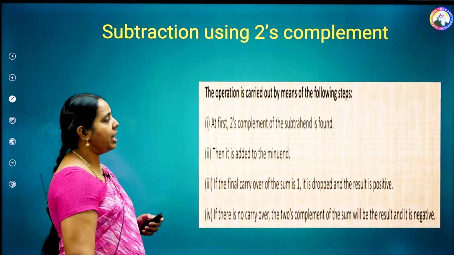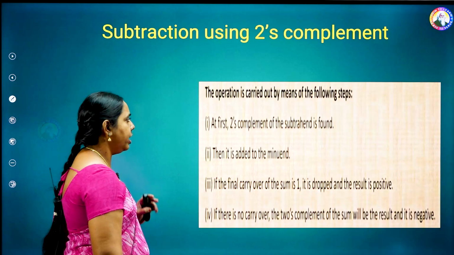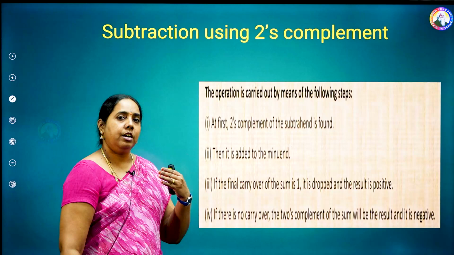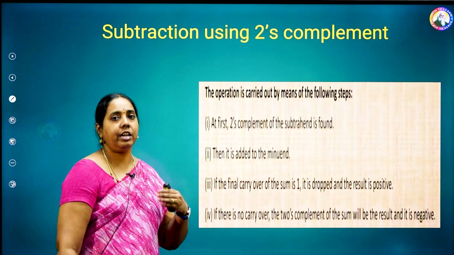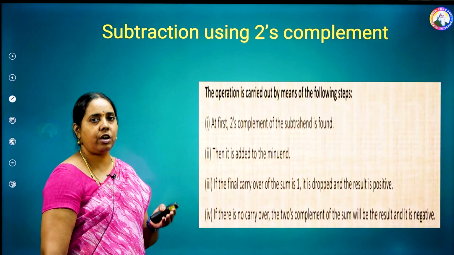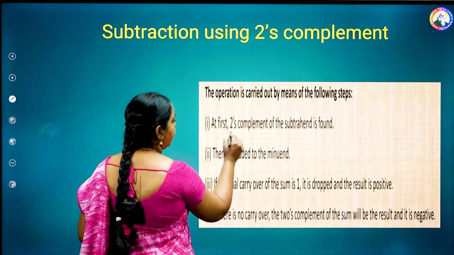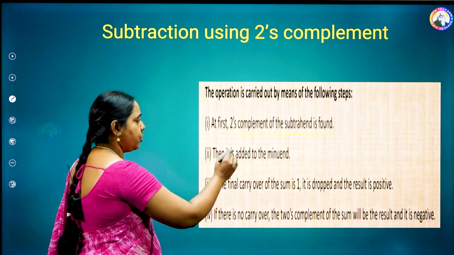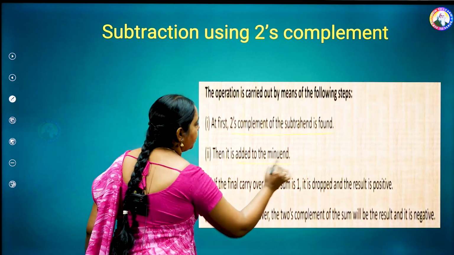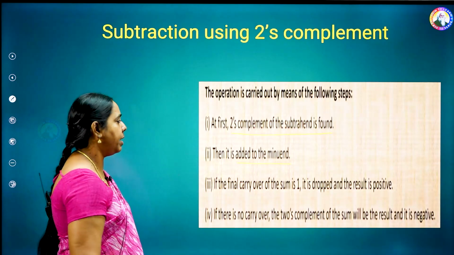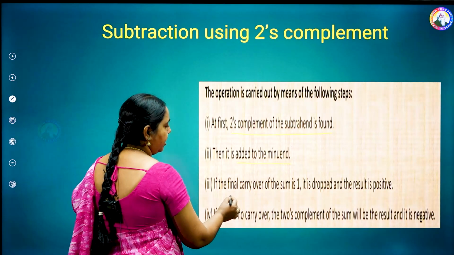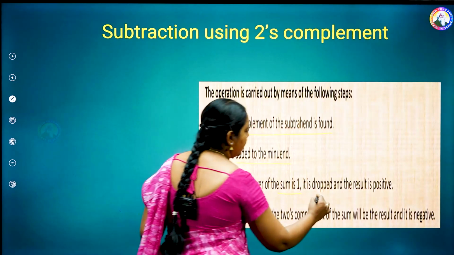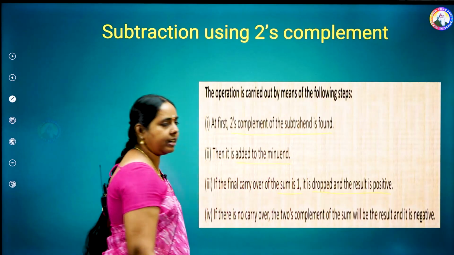Let us see subtraction using 2's complement. So here also the procedure is the same. Instead of 1's complement, here I will take the 2's complement of the subtrahend. After taking the 2's complement of the subtrahend, I need to add it to the minuend. So if in the result the carry exists, then ignore or drop that carry.